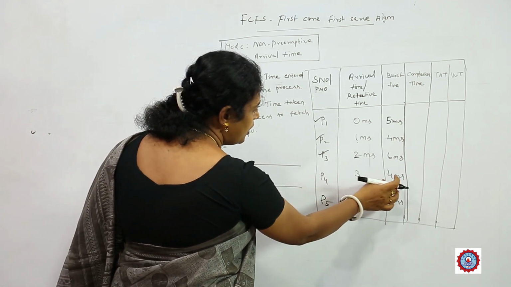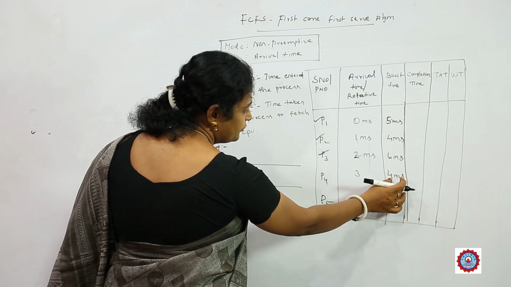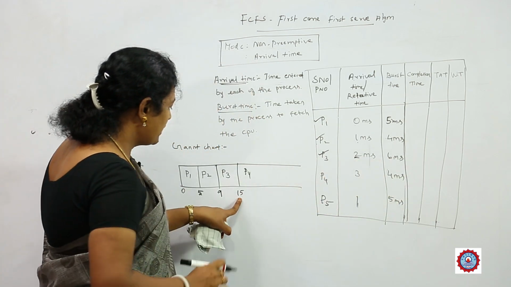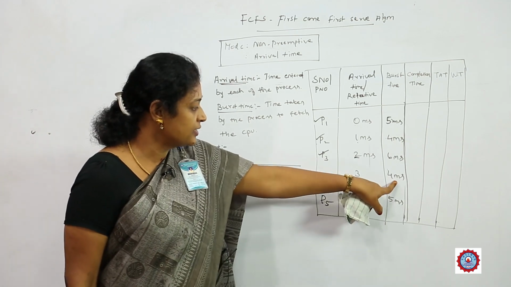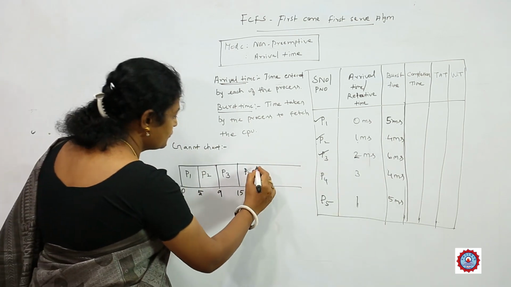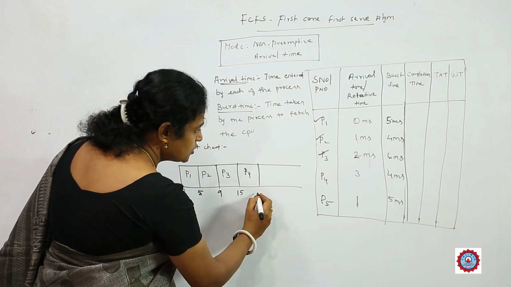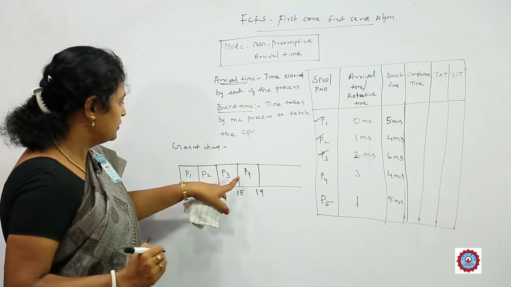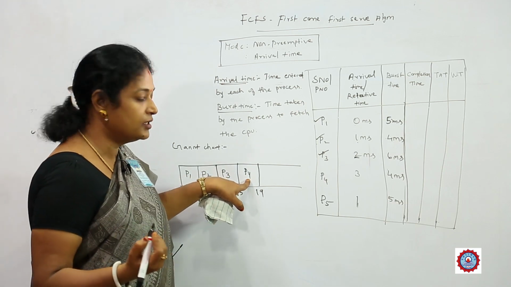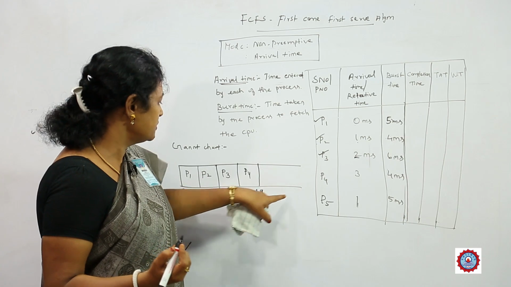So, P4, how long does it take to fetch the CPU? 4. So, already it has entered the ready queue in 15 milliseconds and it has taken 4 milliseconds for its fetching. So, 15 plus 4, 19. Let me know if there is any mismatch in my calculation.